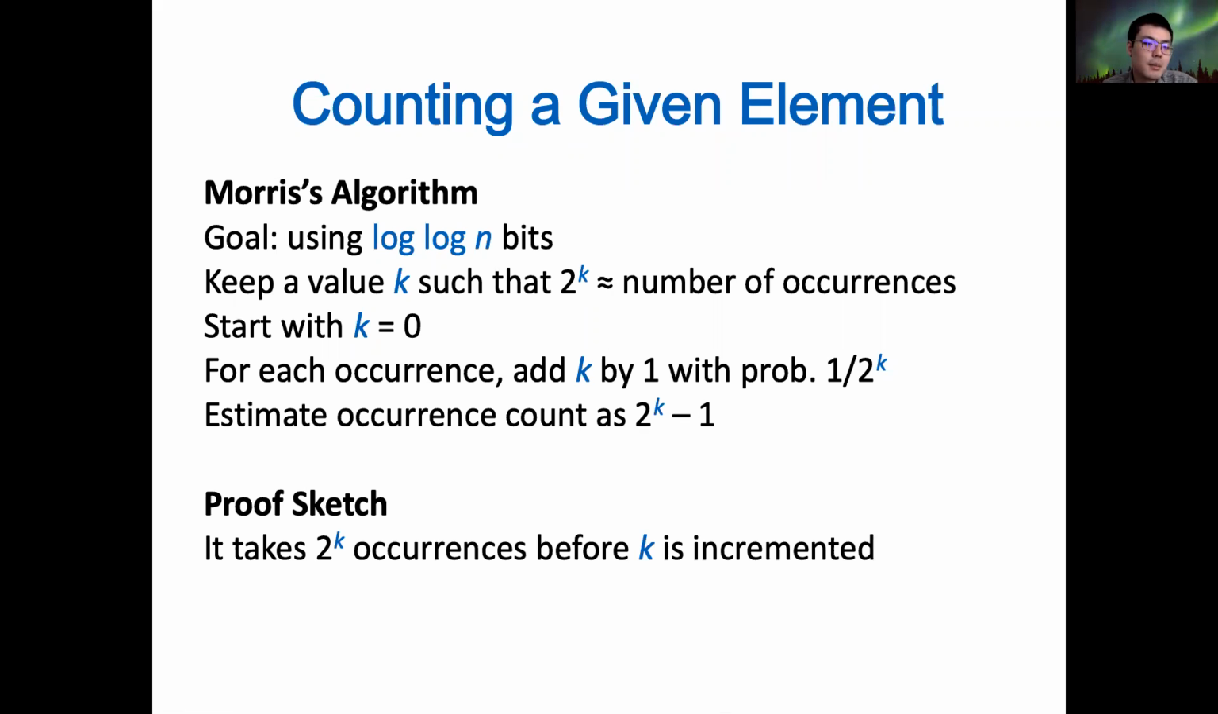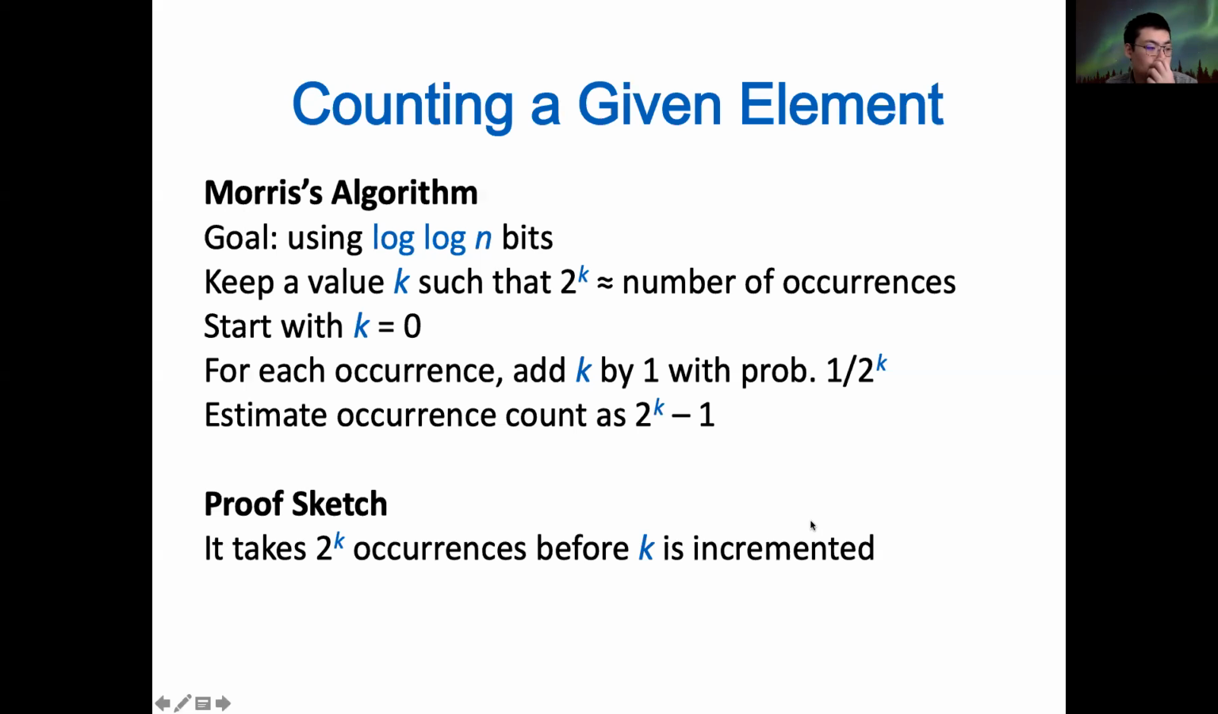So why is this meaningful? Why can we do this? Why can it reflect the actual count? Just think of this as a proof sketch, not strictly. Just think about how we do this. It will take 2 to the power k occurrences before k is incremented.